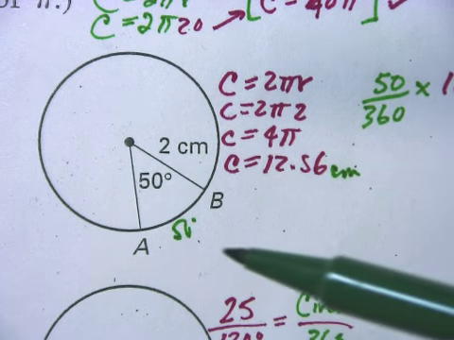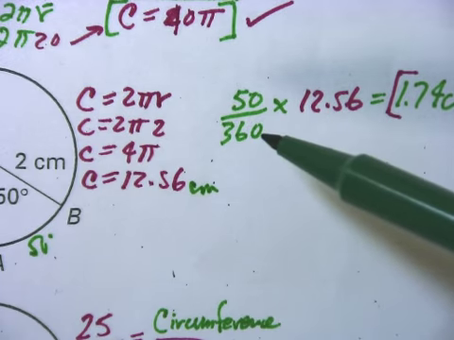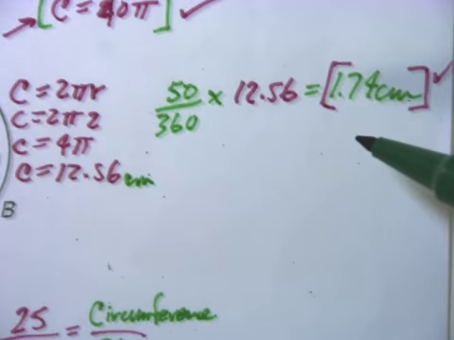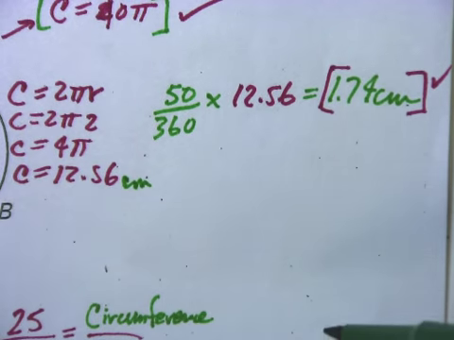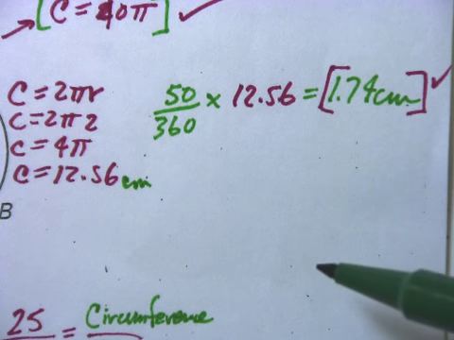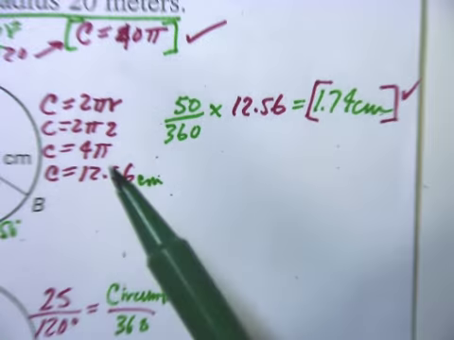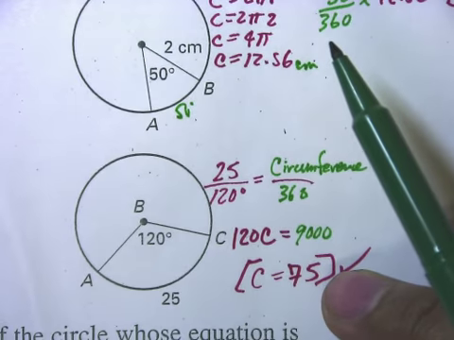So I want to find its actual arc length here, right? So I go back to my ratio, which is going to be 50 divided by 360 times the circumference, which gives me 1.74 centimeters. And they didn't ask us to put it in terms of pi. If you did, I gave you credit for it. But they just asked us to find the actual arc length, which is 1.74 centimeters.